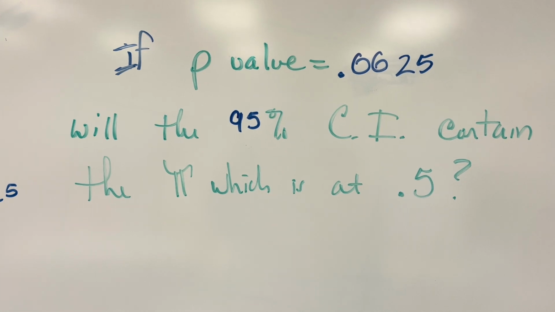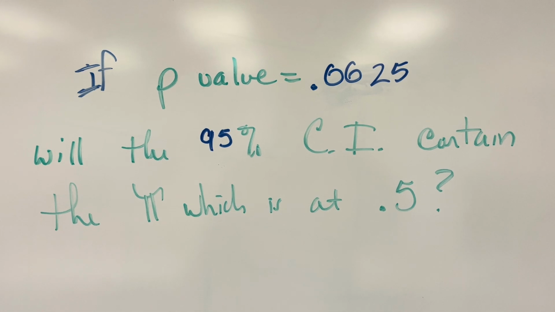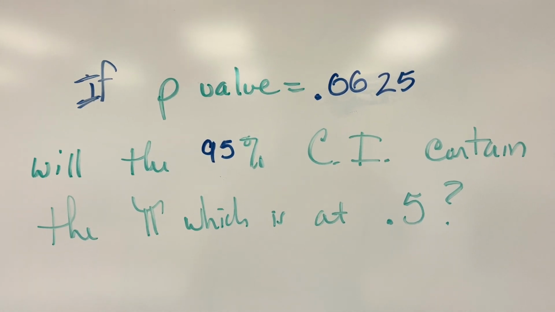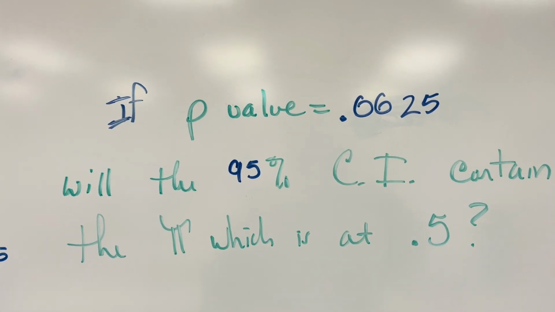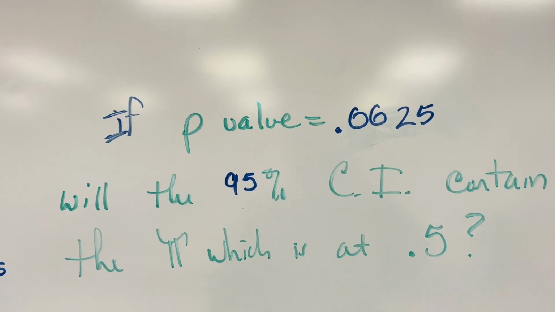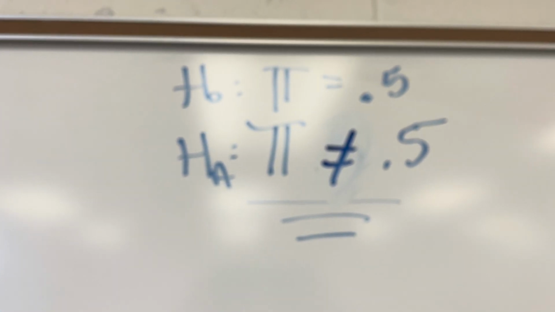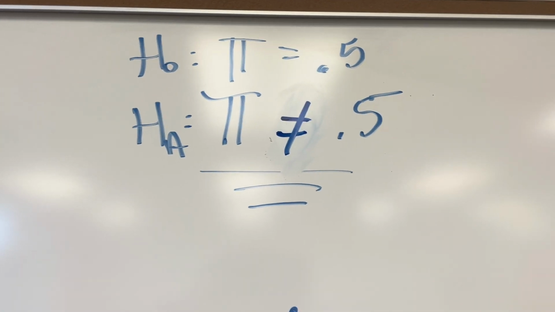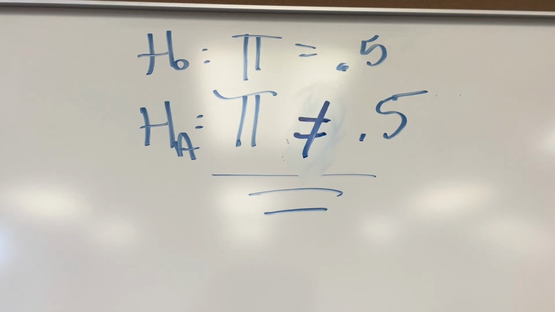So if the p-value is 0.0625, will the 95% confidence interval contain the proposed population proportion, which is 0.5 in our example. So I'm going to walk around on the board. My apologies if I make you nauseous by moving. Here we go. So our null and our alternative are going to be this. We're looking at it as a two-tailed test. So that means the p-value will get split, and I'll show you what's going on there in a minute.